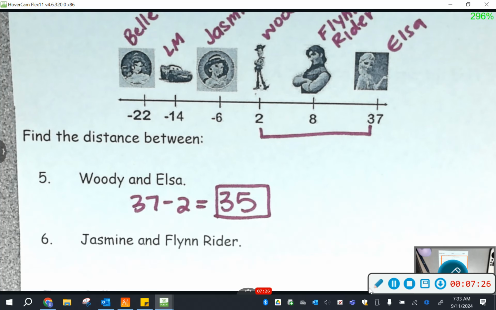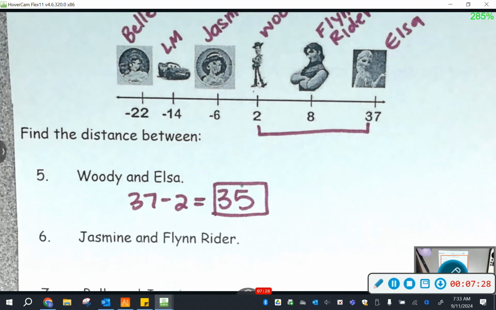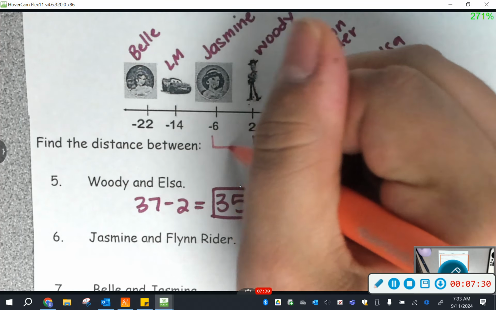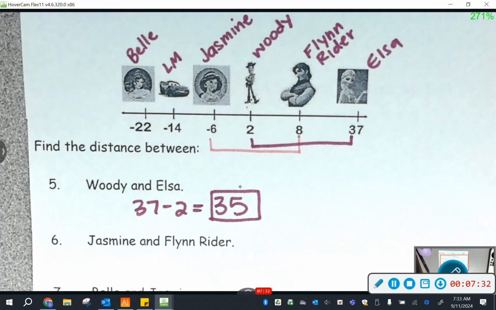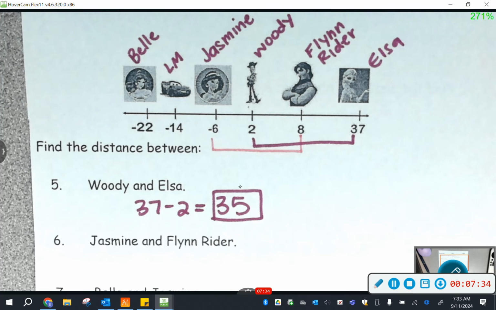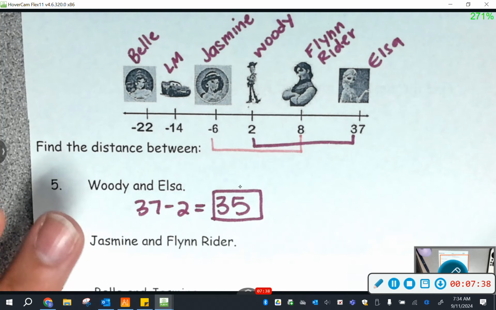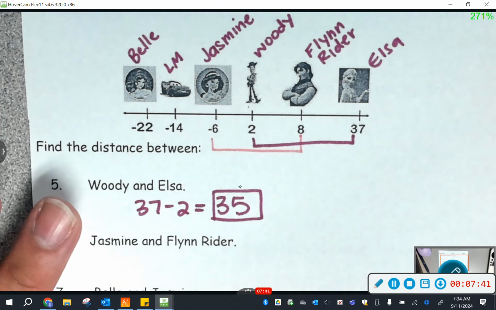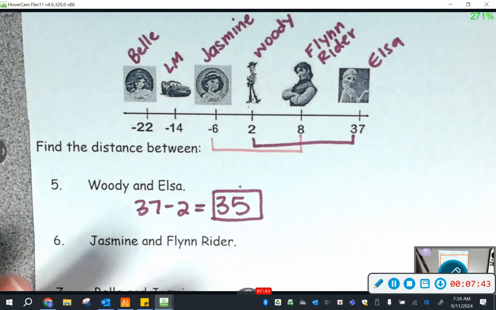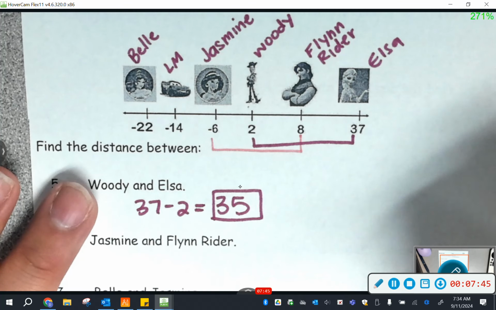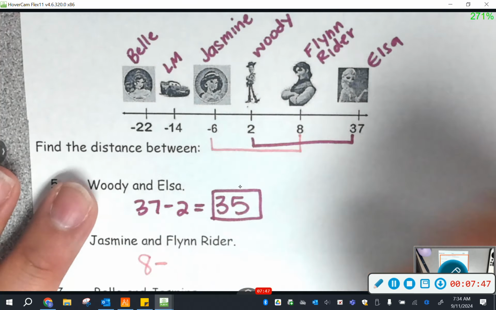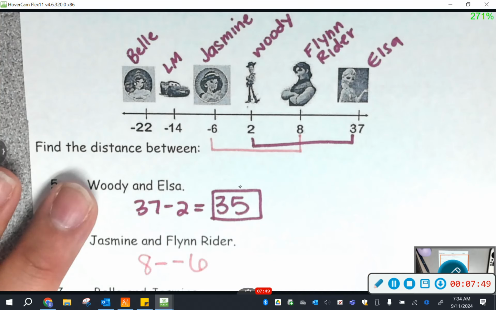What about Jasmine and Flynn Rider? Jasmine's at -6, Flynn Rider's at 8. What am I going to do here? 8 minus -6, which is equal to... So you could do it either way. You could do the -6 first or the 8 first. It does not matter. Which one do y'all want to do first? 8 minus -6.